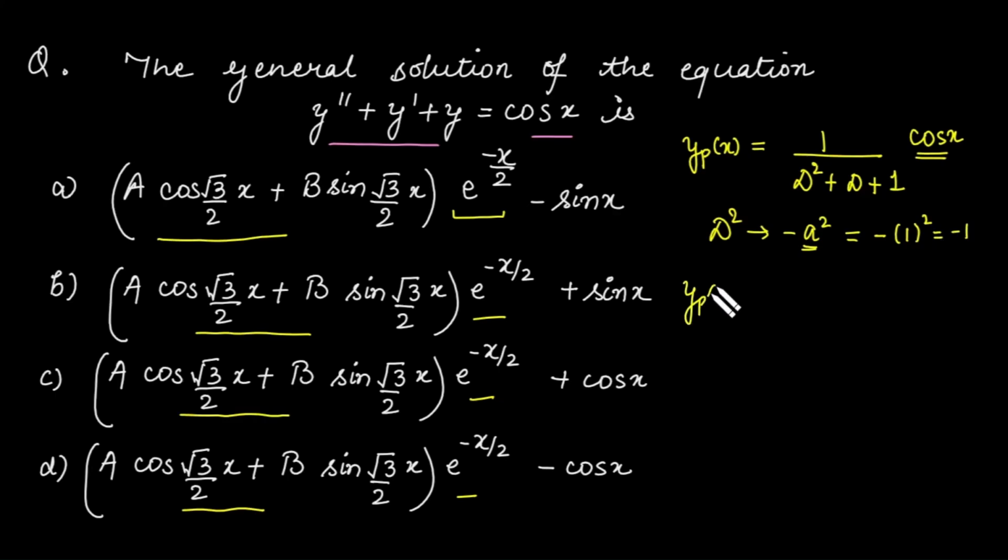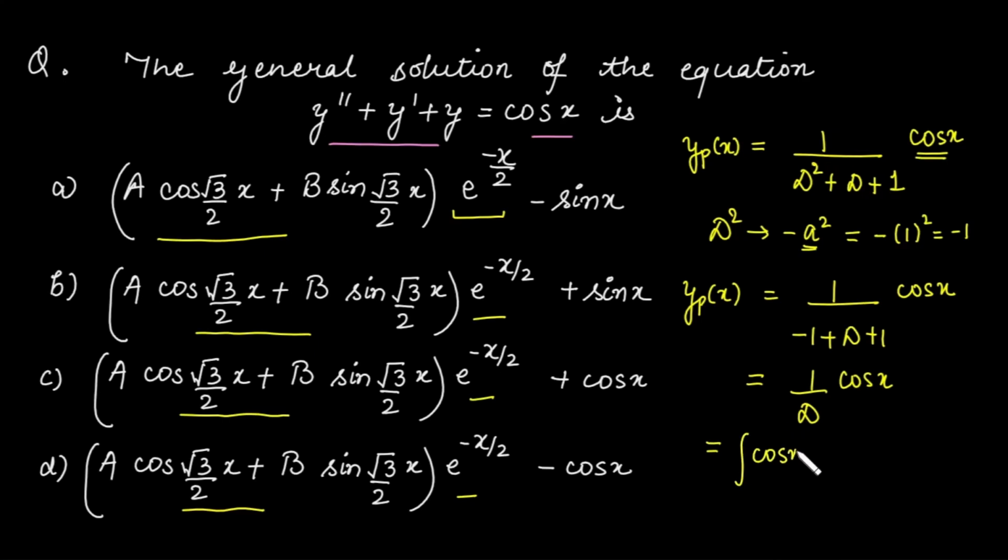So the particular integral in this case is equal to 1 upon minus 1 plus D plus 1, cos of x. This is equal to 1 by D cos of x, because this will cancel out. Now 1 by D stands for integration with respect to x. What is the integration of cos x? That is positive sine of x. So positive sine x is only available in option B, and hence option B is correct.